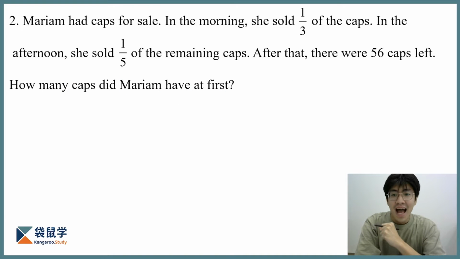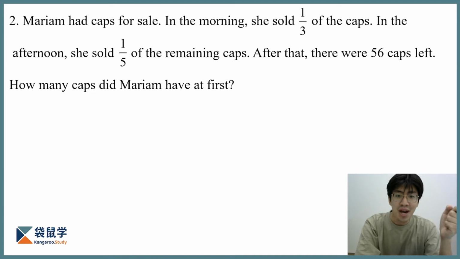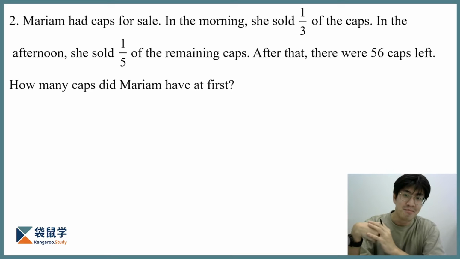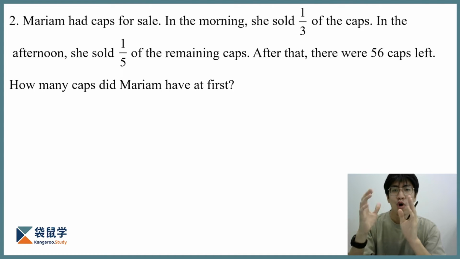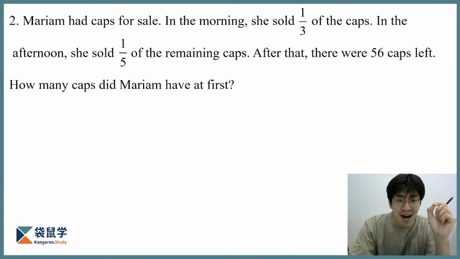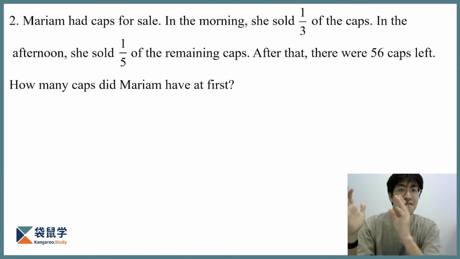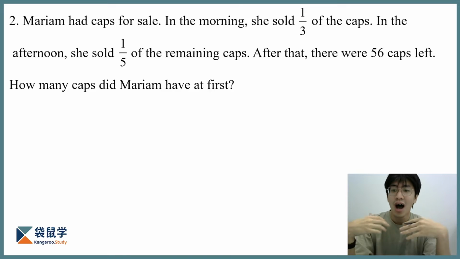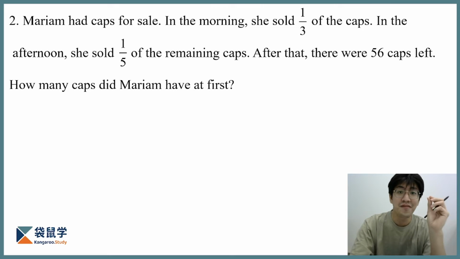For today, let's go through another PSLE question. So Mariam had caps for sale. In the morning, she sold 1/3 of the caps. In the afternoon, she sold 1/5 of the remaining caps. So that's the tricky part. And after that, there were 56 caps left. So how many caps did Mariam have at first?